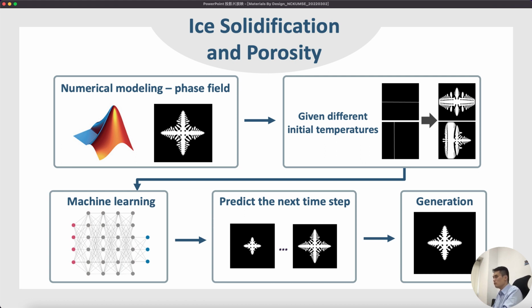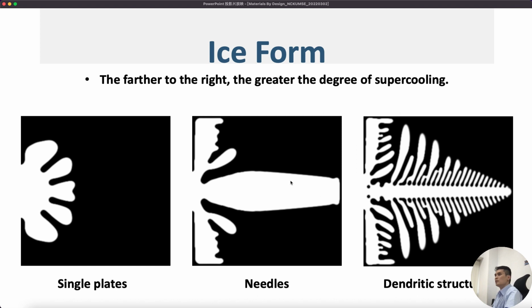So the most common way to solve it is to use phase field. Given different materials and different initial temperatures, we can control them and generate new data, and then put them into a machine learning model. Let the model learn the physics behind ice solidification, freezing, and how porosity is determined.